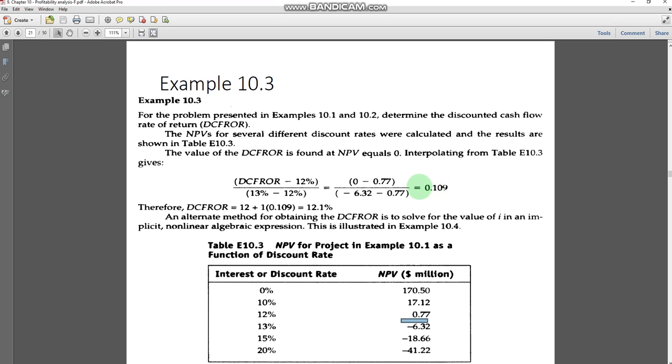Okay, so once we have this value, we have to add up this value with this term, which is a 12% here, plus this number, that will be equal to 12.1%. Okay, so we are just doing the interpolation here to get the value for the discounted cash flow rate of return. Okay, so this is how we have solved this one.